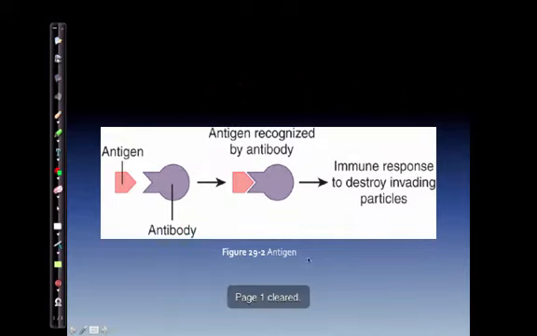This is 29.2, an antigen-antibody reaction. And essentially what we have here is our body has produced an antibody that will excite the immune system. And anything that will interact with this antibody would be an antigen-antibody reaction, and that's what is circled. And once we have this, it essentially kicks off the immune system's response.